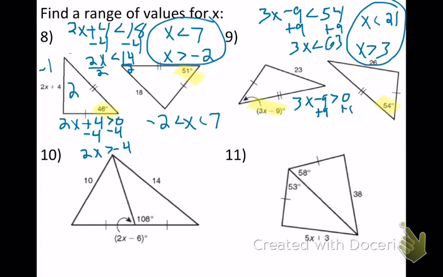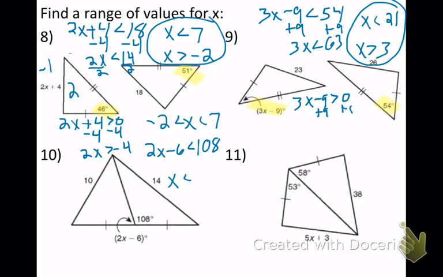Take a couple seconds, try the next two on your own. All right, let's walk through number 10. I'm going to set the first inequality. Trent, give me the first inequality. How'd you set it up? 2x minus 6 less than 108. When you do that, what do you get for x is less than? X is less than 93.